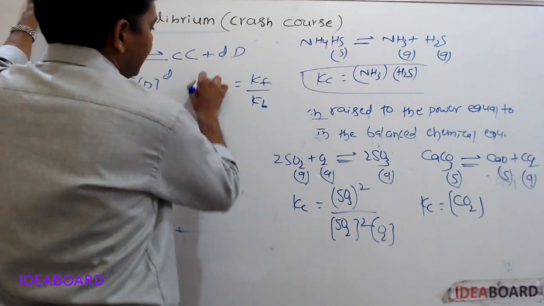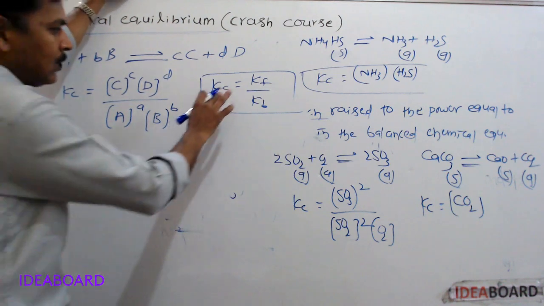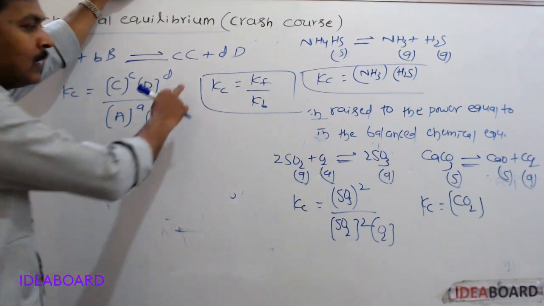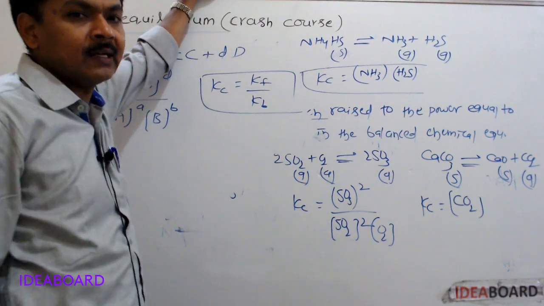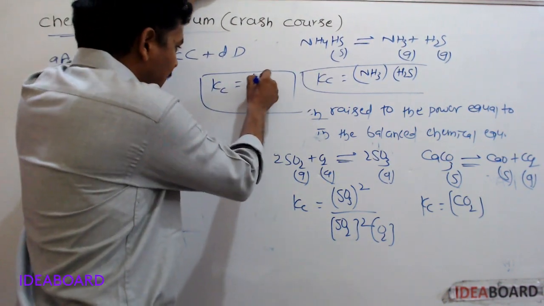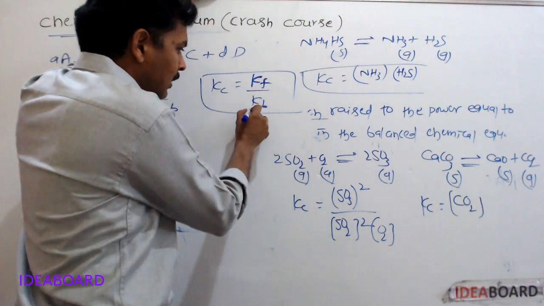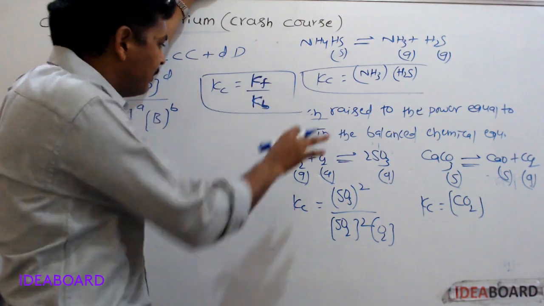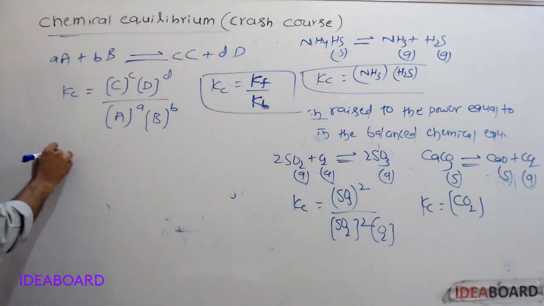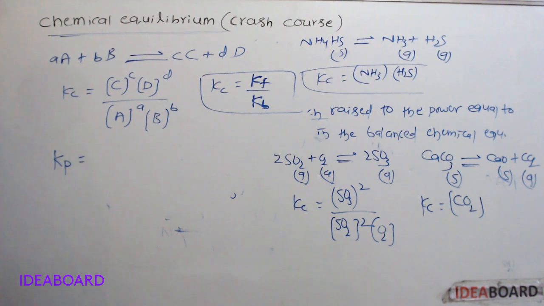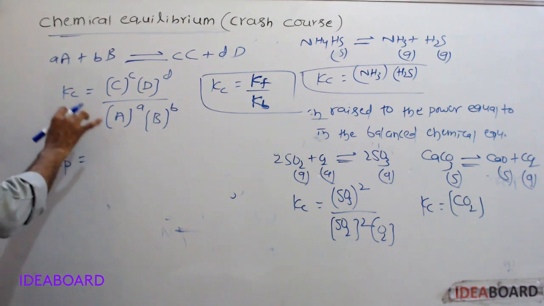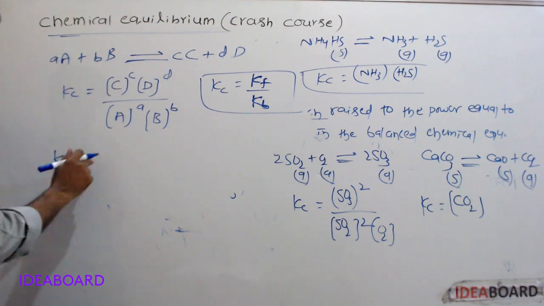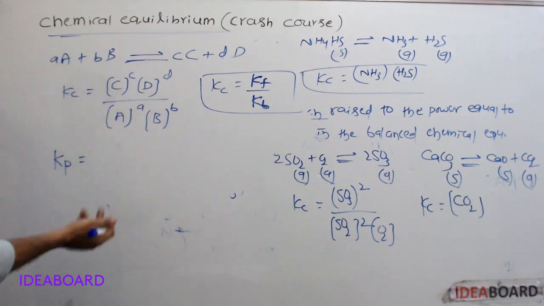Here that Kc formula we can write like this also: Kc is equal to Kf by Kb. Kc is the concentration equilibrium constant, or equilibrium constant in terms of molar concentration. Kc is equal to rate constant for forward reaction divided by rate constant for backward reaction. We can write Kp also. Kp is the partial pressure equilibrium constant. Kc is the concentration equilibrium constant.